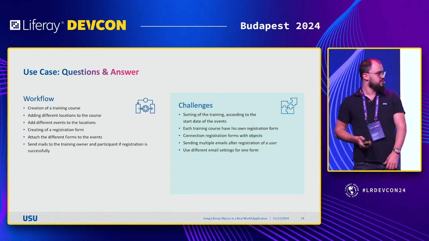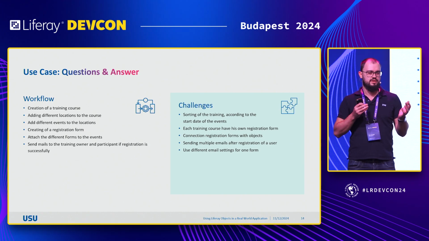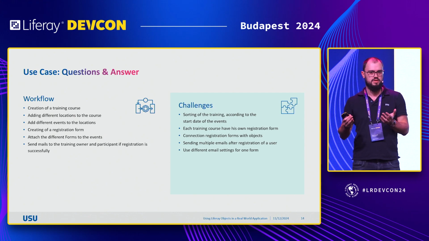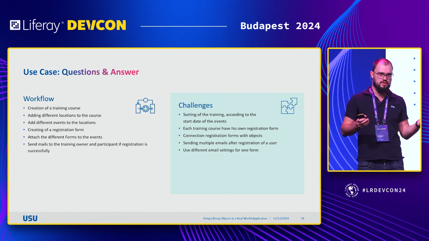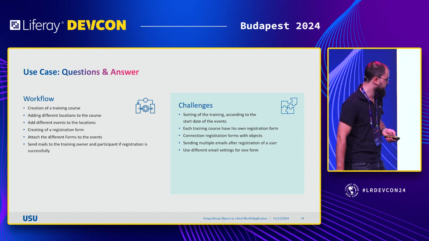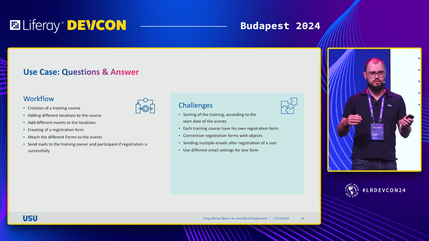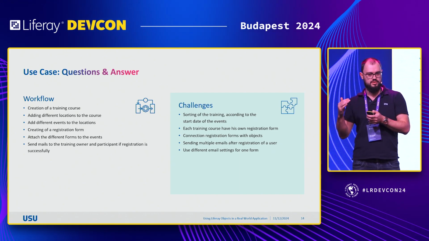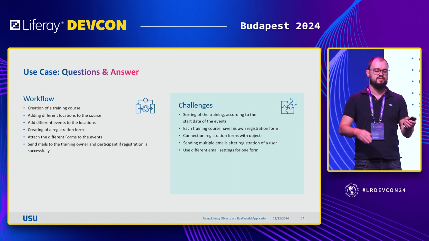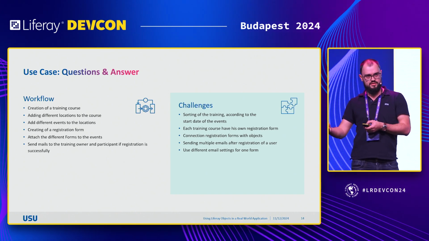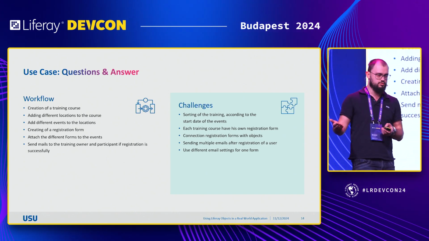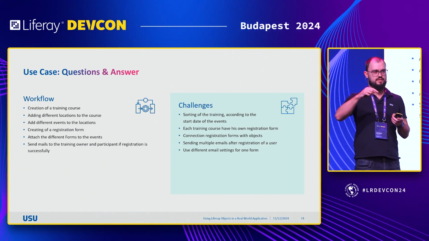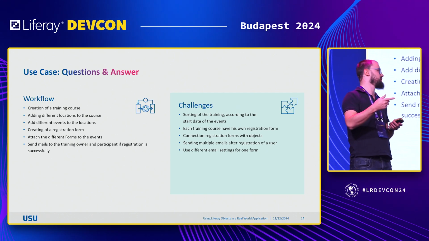And the other challenge we have is that we have to send different emails from this registration form. Liferay currently supports only sending one email to a specific email address you give to the form. And there was also the problem of sorting this list of trainings according to the events which are on the nearest time. Because this event is a nested object of the training object which holds all the information, it was really hard to sort these trainings on the upcoming event timestamp.